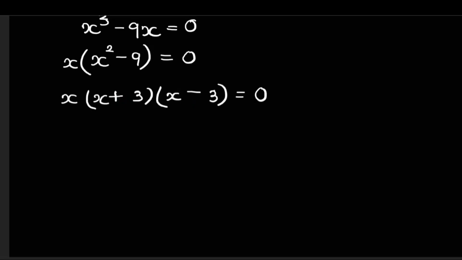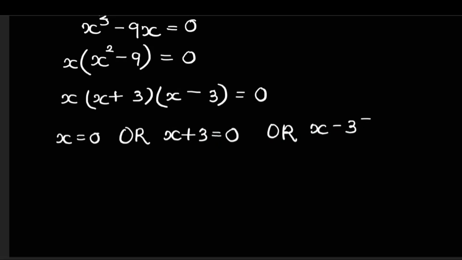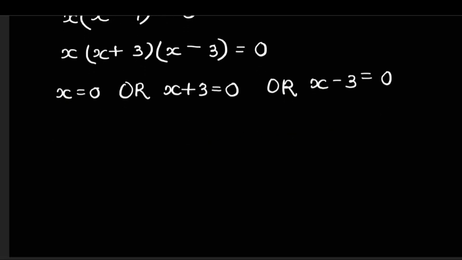Now here's the thing about factorizing when you solve for x. Once you factorize, you equate each factor equal to 0. So we're going to say x is equal to 0, or x plus 3 is equal to 0, or x minus 3 is equal to 0. And they're actually quite particular about this. They want the word or instead of and. So it's always or in between your different values.